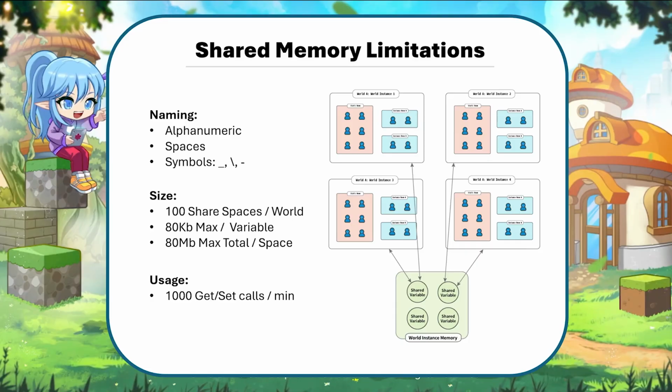So essentially what this means is that this box right here is a single shared space. We can have 100 of these. So each shared space has a shared variable in it. Each variable can hold a maximum of 80 kilobytes, and the total capacity per shared space is 80 megabytes. So again, 100 maximum shared spaces, 80 kilobytes per variable, 80 megabytes per shared space. When you're getting and setting from the shared spaces, you can have a maximum of 100 get-set calls per minute across all your instances.